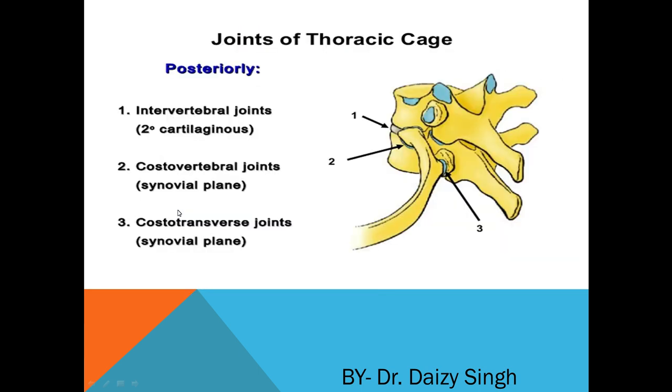The various joints we just talked about. The first joint, between the head and the vertebral body, and the joint between two vertebrae is the intervertebral joint. The joint between the head of the rib and the vertebra is the costovertebral joint, and then the costotransverse joints. So three joints you can see in this slide: the intervertebral joints, the costovertebral joints and the costotransverse joints. Costovertebral and costotransverse joints are synovial joints.